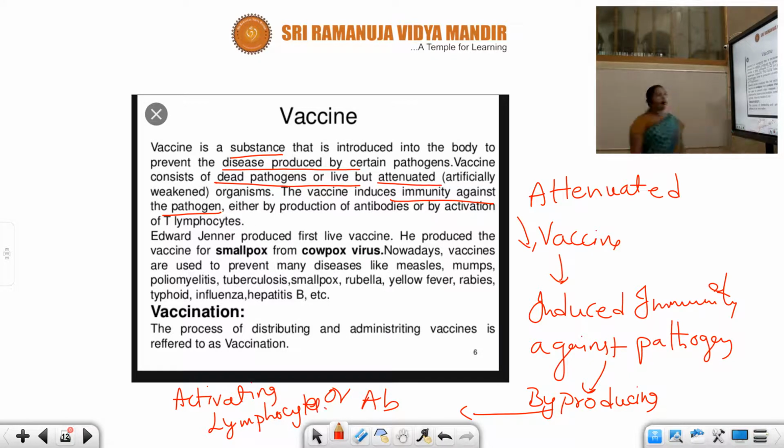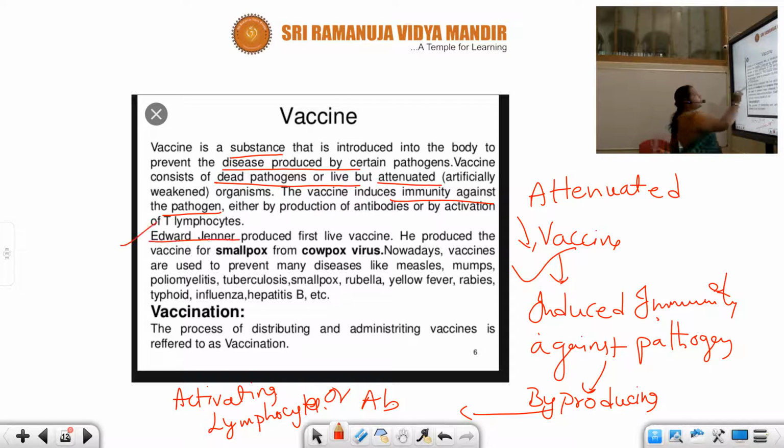Okay, actually this is the action of vaccines in our body. Whenever they enter our body, they activate the immunity. The activated immune power produces what? Antibodies, activating lymphocytes against this.